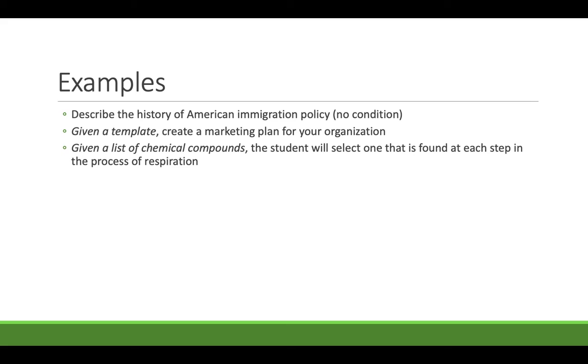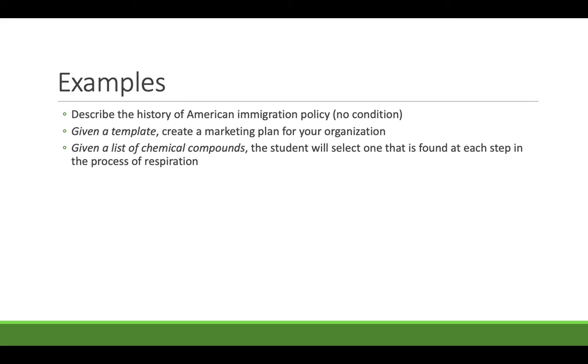The student will select one that's found at each step in the process of respiration. So this is kind of a description of a task that they're going to do. They're going to be given a list of chemical compounds. The implication here is that some of them will be used in the process of respiration, some of them won't. But given that list, they're going to look and figure out which are and which are not. So they don't necessarily have to come up with this information from scratch. The information will be there. They'll just have to figure out which chemical compounds are part of the process of respiration, okay?